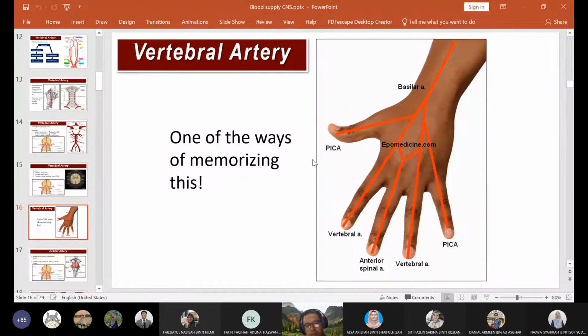This is to remember your PICA and your anterior spinal lah. Anterior spinal ada satu je kat tengah, and then PICA dua. Boleh tambah satu lagi lah kot. Posterior spinal artery juga kan, tapi dekat belakang dua juga. Okay, hopefully that helps to remember.